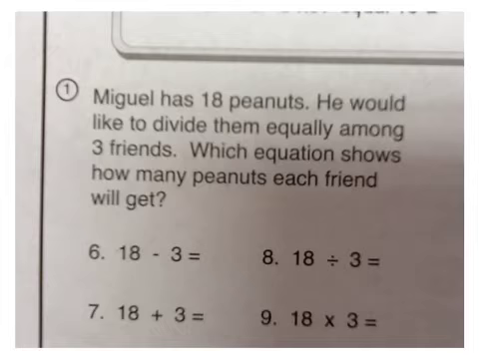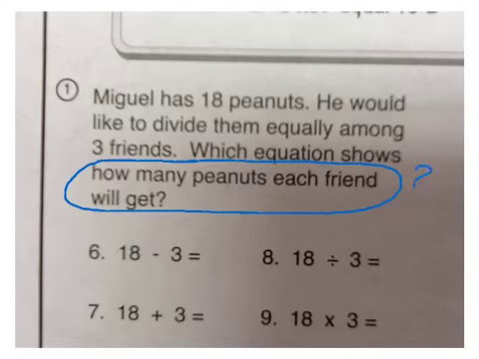I'm going to go back now and underline the information in the story that pertains to the question being asked. So my question is going to be how many peanuts will each friend get? That's going to be my question. So the information that's going to help me answer that question is that Miguel has 18 peanuts. He would like to divide them equally among 3 friends. So divide them equally among 3 friends.